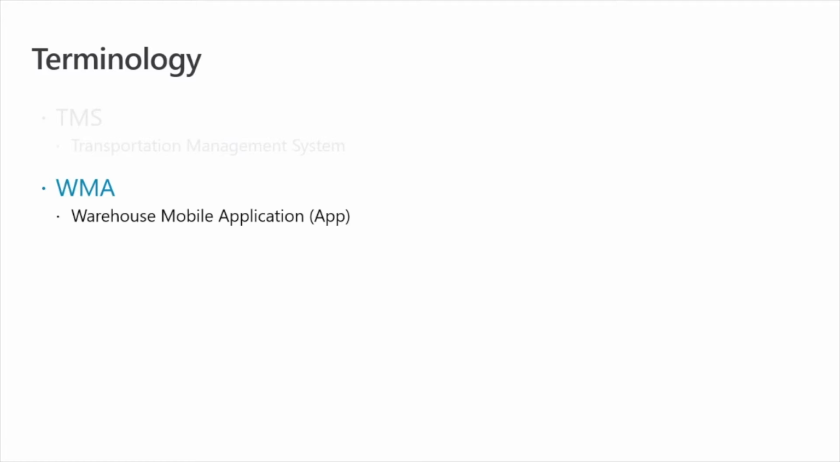The next acronym you may hear is WMA, and that stands for our Warehouse Mobile Application. You may also hear this referred to as the Warehouse App or mobile device, or simply just app. This is the application that you download from the Windows Store onto any Android or Windows 10 device to complete transactions in warehouse management and select transactions in transportation management as well. And then it interacts in real time with the Dynamics 365 back office system.